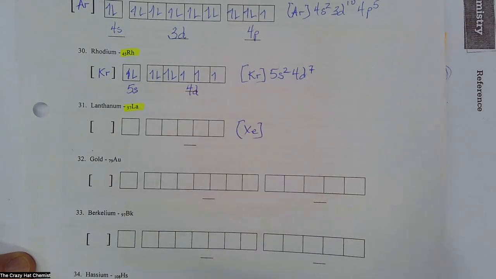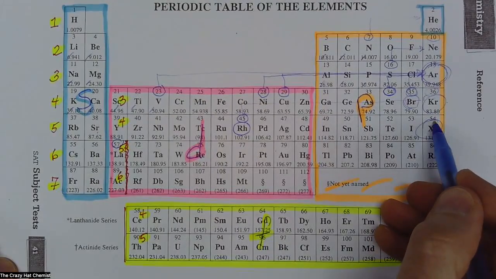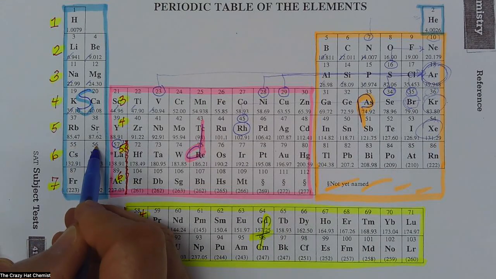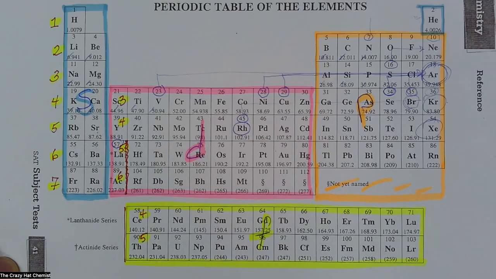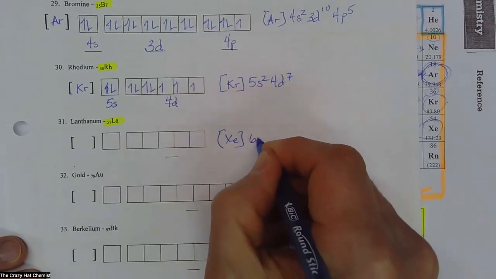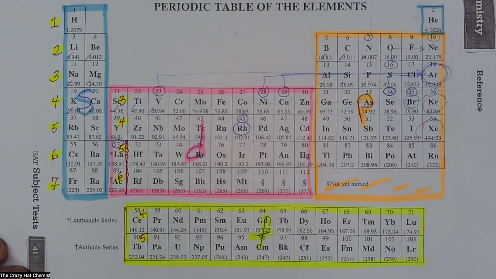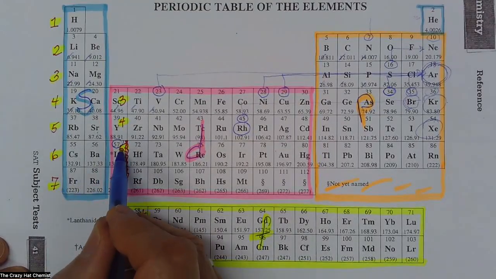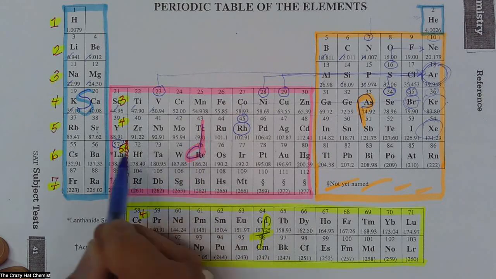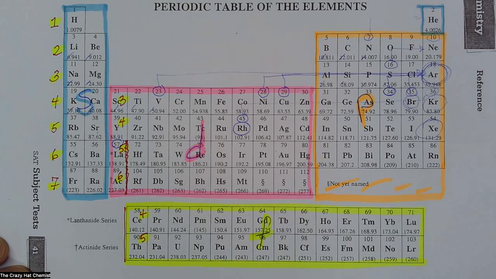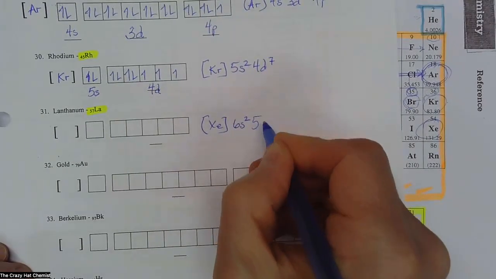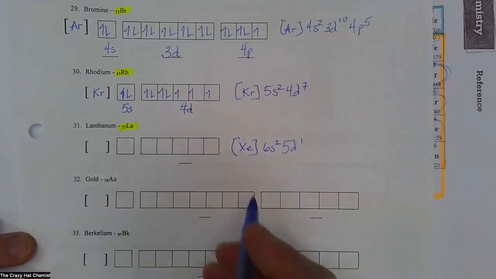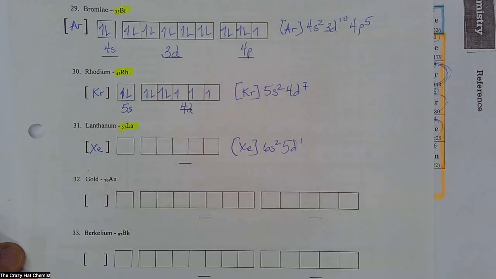That's going to be in brackets. That's counting up to 54 immediately. Then I'm going to count up to 55 and 56. That will be a 6s, 1, 2. So 6s2, just like that. And then it's going to be this next one here, and that's a 5d. Remember, the d's are one less than the period, so this is a 5d. So it's a 5d, 1, and then I'm at that element. So that's 5d1.